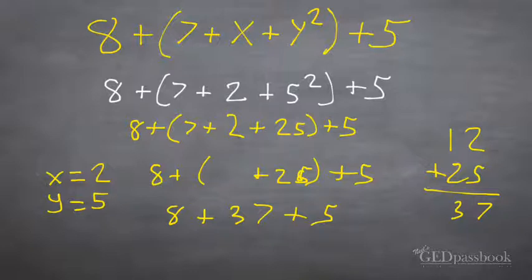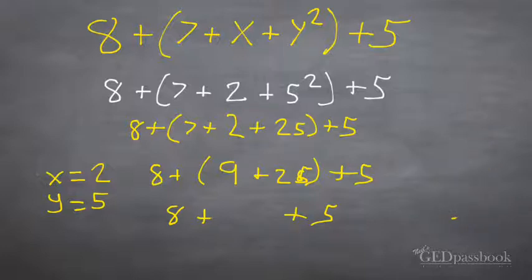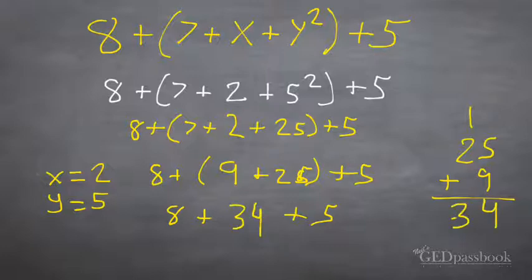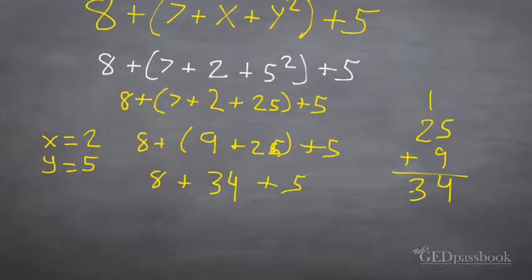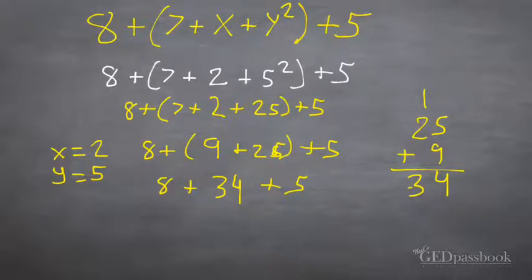What's 7 plus 2? 7, 8, 9. 9. So now ask yourself, what's 9 plus 25? Can you write it out? Because that's the only time I can actually understand it. 9, 10, 11, 12, 13, 14. And then carry. Cool. Nice spot there. So now what do I do? I'm lost again. Oh, 8 plus 34 plus 5.